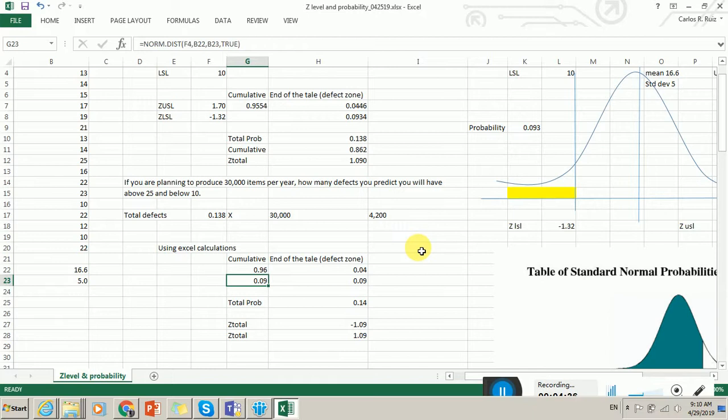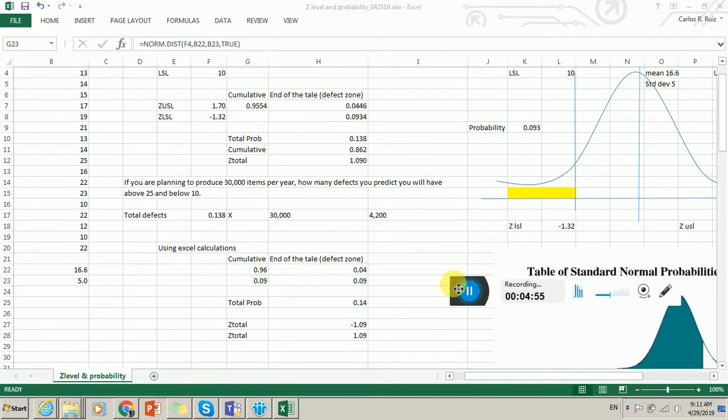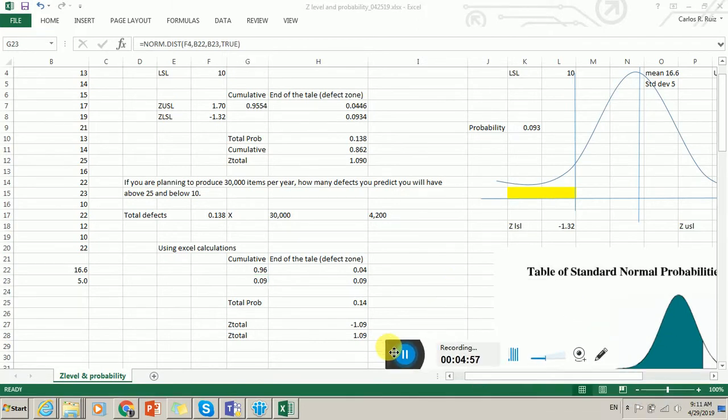So I hope this was helpful. I hope this will help you to better understand this idea. If you practice a couple of times, if you do two exercises, you're going to start getting used to and understanding how to estimate this type of probabilities and the capability of your process.